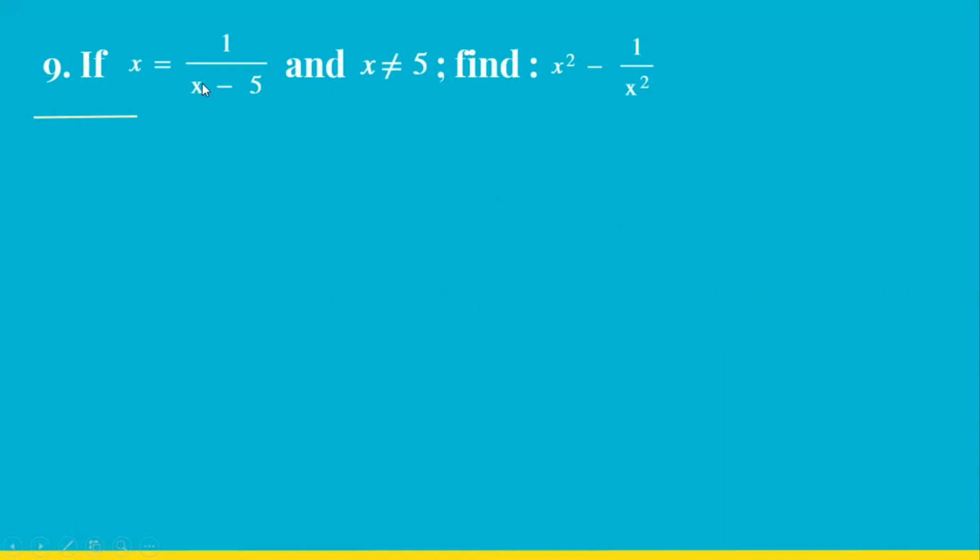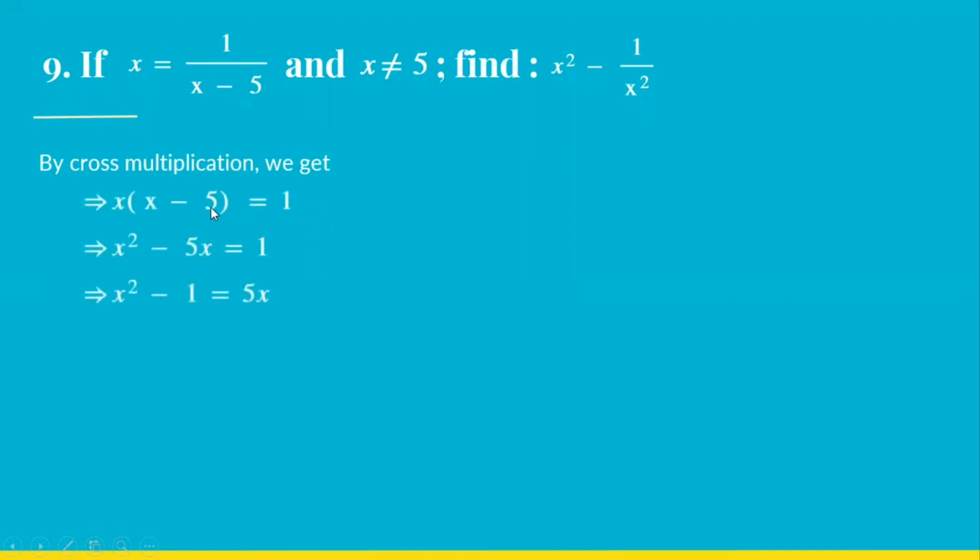Now, question number 9. If x is equal to 1 upon x minus 5. Okay, now let us simplify this further. By cross multiplication, this x minus 5 will move over here. So we get x in bracket x minus 5 is equal to 1. X multiplied by x is x square. X multiplied by minus 5 is minus 5x, which is equal to 1. Now we take this minus 5x over here, it becomes positive. 1 comes here, it becomes minus 1.